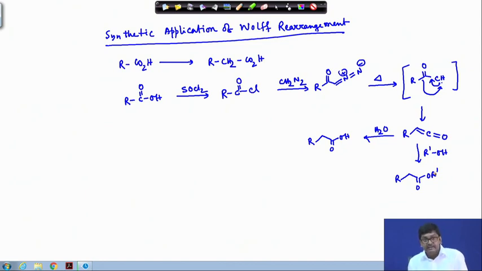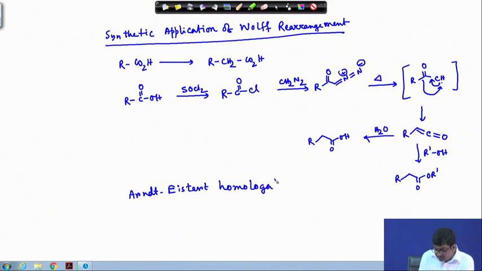Okay. So, we start from a carboxylic acid, and we end up with a 1 carbon homologated carboxylic acid or its corresponding ester, and this happens through the Wolff rearrangement. This is one of the beautiful applications of Wolff rearrangement, where 1 carbon homologation is possible from the corresponding carboxylic acid, and this is called acid and ester homologation. Okay. This method is called acid and ester homologation. Fine. So, in this way we can simply take one carboxylic acid and increase it by 1 carbon to get the corresponding carboxylic acid or the corresponding ester, fine.